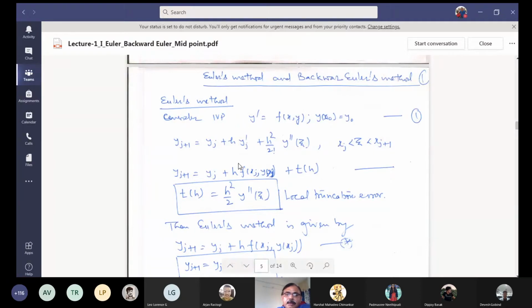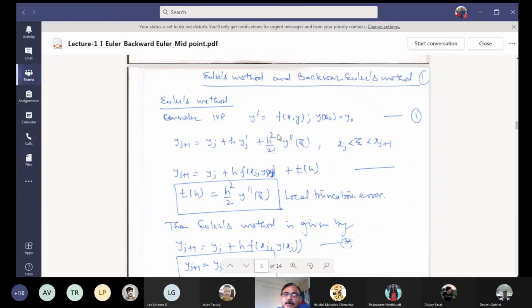So yj plus 1 equals yj plus h times f of xj, y of xj. I am writing in full. Plus I am writing T of h. Here, this term is your T of h. T of h means I am treating this as a function of h. Is that right? So this term will be your T of h.